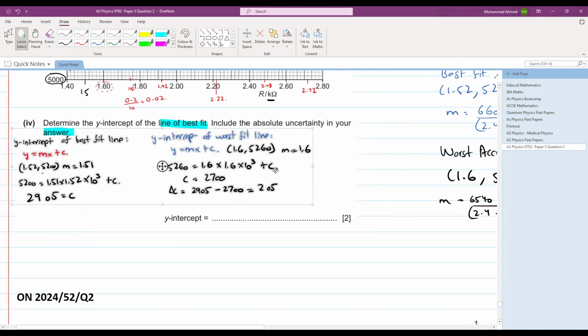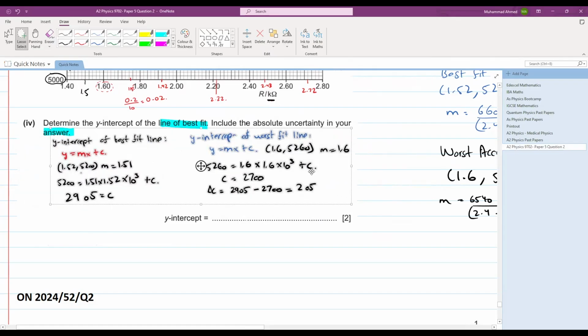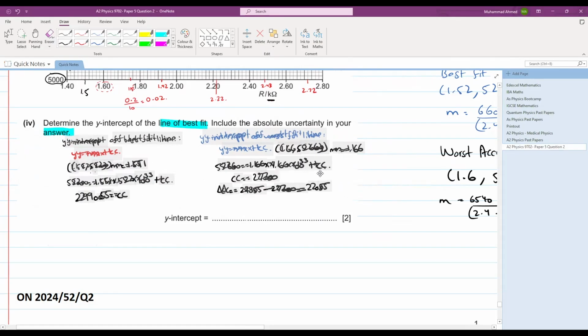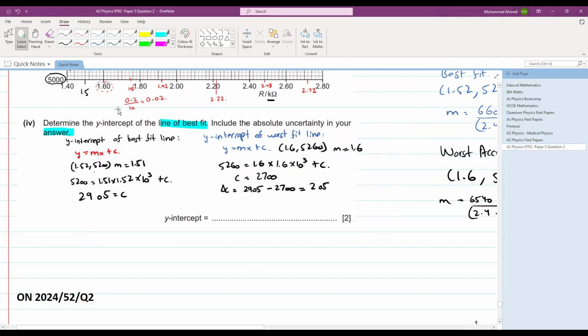Very easy. How will you write your answer? Your y-intercept of the best fit line is 2905 plus minus the uncertainty, that is 205. Now, according to principles, you keep the uncertainty to one significant figure. So you can do it like this: 2905 plus minus 200.